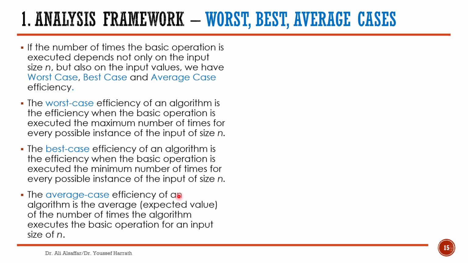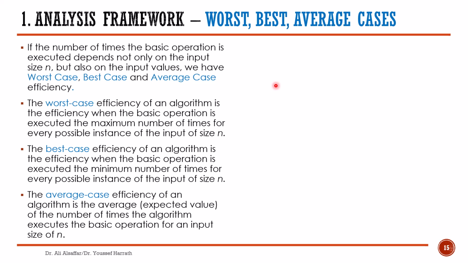Finally, the average case efficiency of an algorithm is defined as the average or expected value of the number of times the algorithm executes the basic operation for an input of size n. And to find the average case efficiency, we need to consider all cases between best and worst cases, and in each case we find the number of times the basic operation is executed to get the expected value of the number of times it is executed.